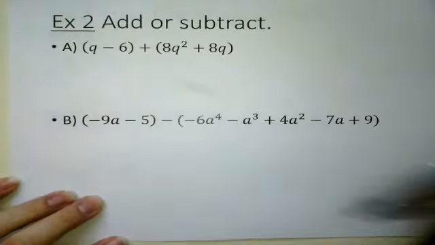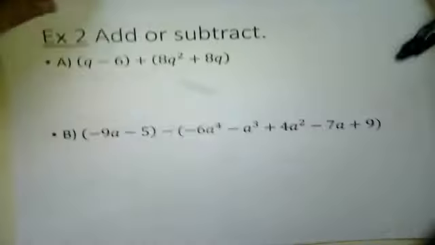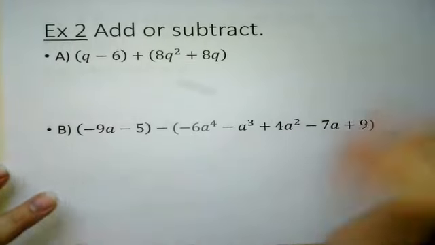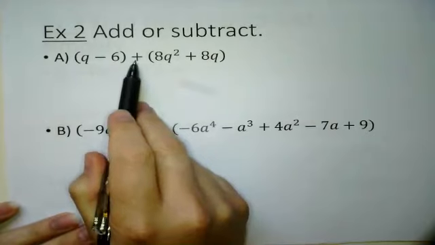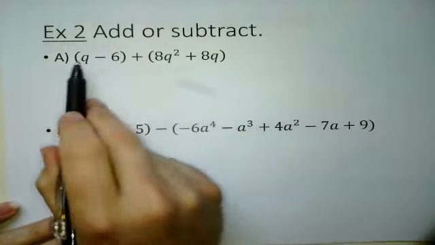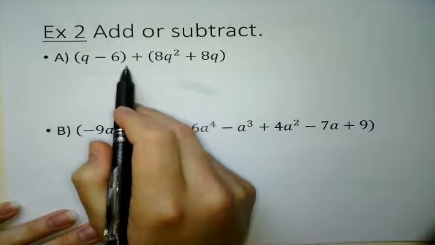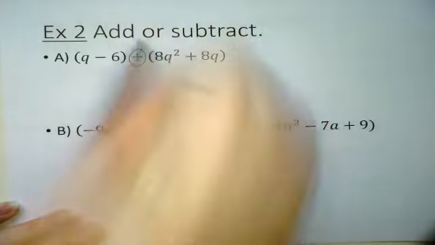Okay. Example 2, add or subtract. We are adding and subtracting polynomials. Addition is super easy here. We are just combining like terms. These parentheses aren't really necessary when we have addition.